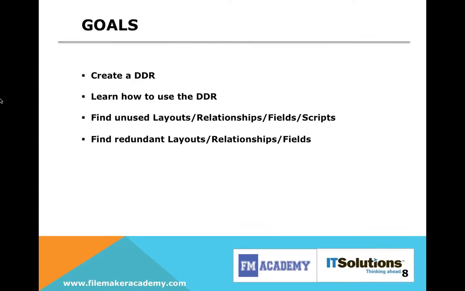Well, in today's talk, we're going to do a couple of things. First thing we're going to do is create a DDR. I'll show you some of the basics on how to use it, how to navigate around in the system. Then we're going to look at some specific examples, how to find unused objects like unused fields and unused relationships. Also, we'll look at finding objects that are redundant, and we have a couple of other things that we'll do too. But these are the immediate goals for what we're going to do.